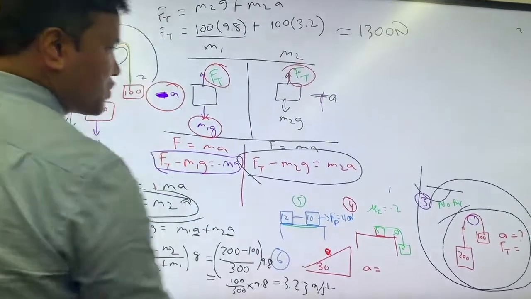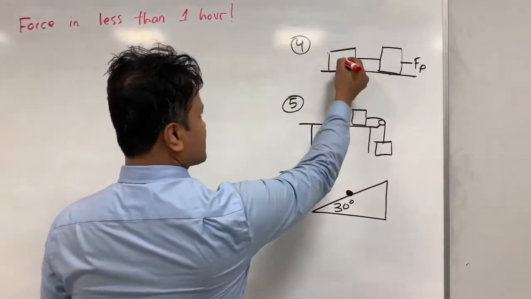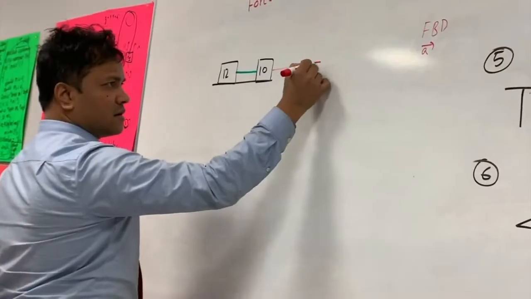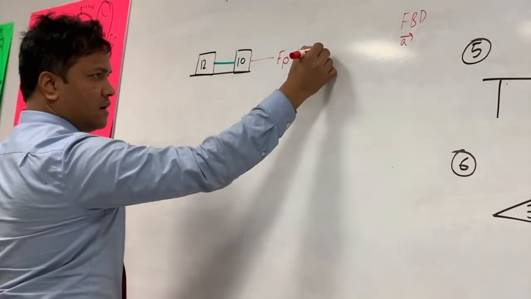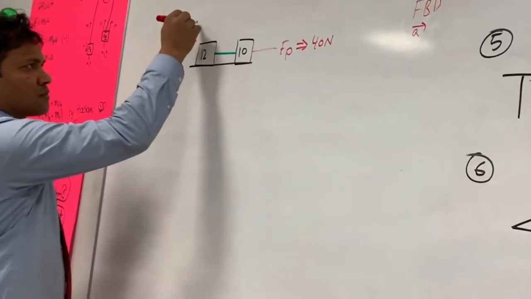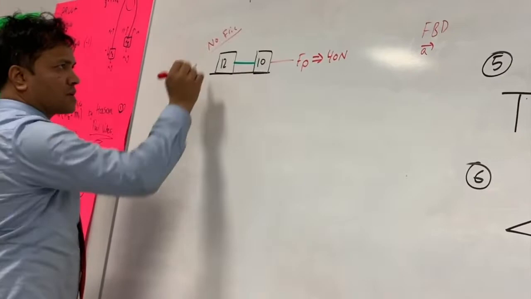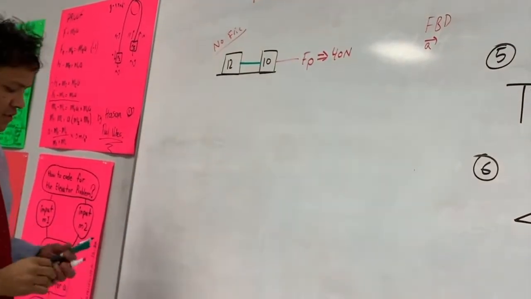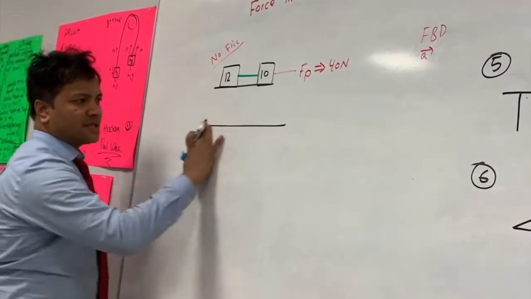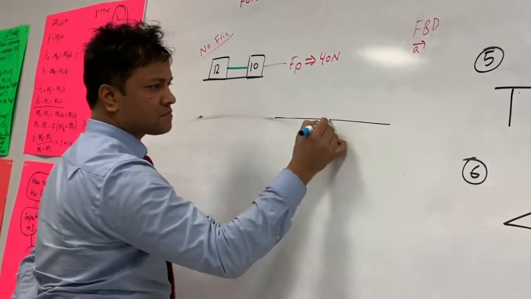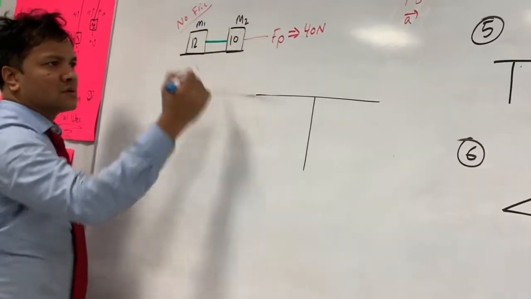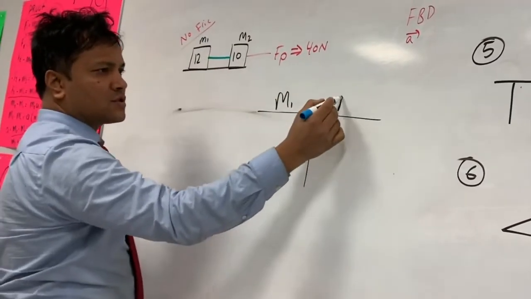Now we have only two more problems. So let's do this one first. This is 12 kilogram and this is 10 kilogram, with 40 Newton. Okay, no friction. So first we have to draw the force diagram. Let's see how you understand that force diagram. We're going to call it mass 1, and mass 2.